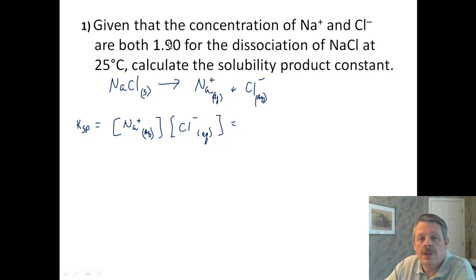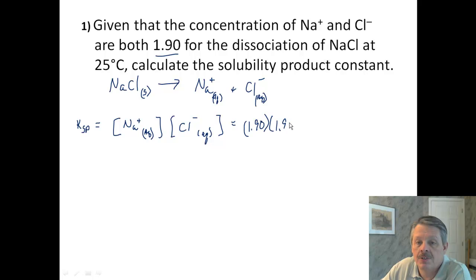Right, and we're told that they are both 1.90. Now that's what you would expect because there's a one-to-one relationship between them. If the relationship were different, then you'd see that it would be twice as much or 3 times as much as whatever, and we'll see that in the next problem. Anyway, so we have 1.90 times 1.90, and that gives us an answer of 3.61, and that's our solubility product constant. Notice there are no units on this.